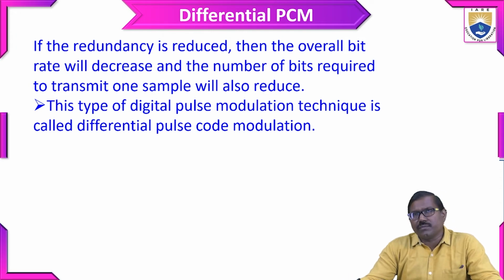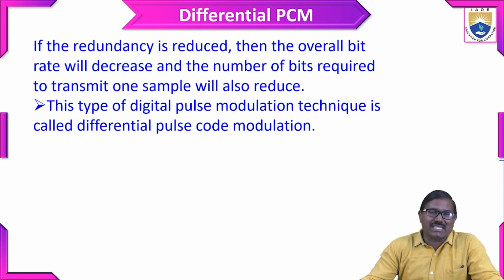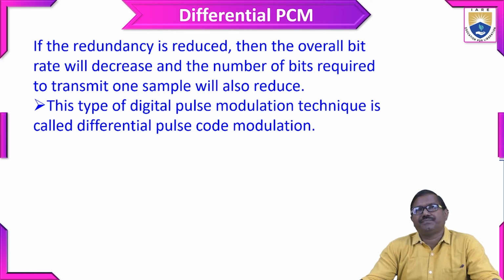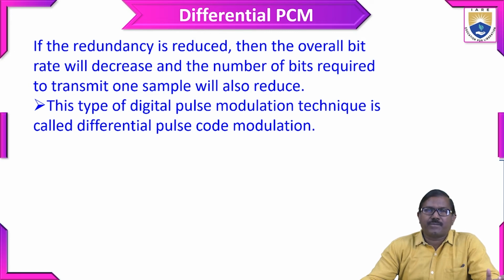If the redundancy is reduced, then the overall bitrate will decrease and the number of bits required to transmit one sample will also reduce. Why? Because in effective communication, the bandwidth utilization is very, very important. So I'm going to utilize the bandwidth effectively, then that communication is excellent and the quality is improved. Okay. So I'm going to reduce those not essential bits. Such a digital pulse modulation technique is called differential pulse code modulation.